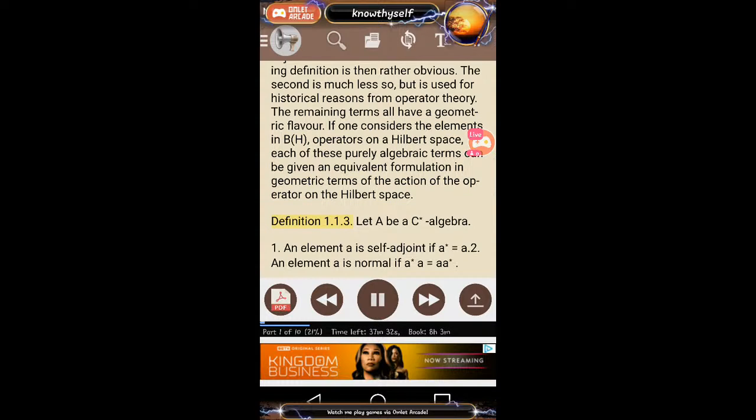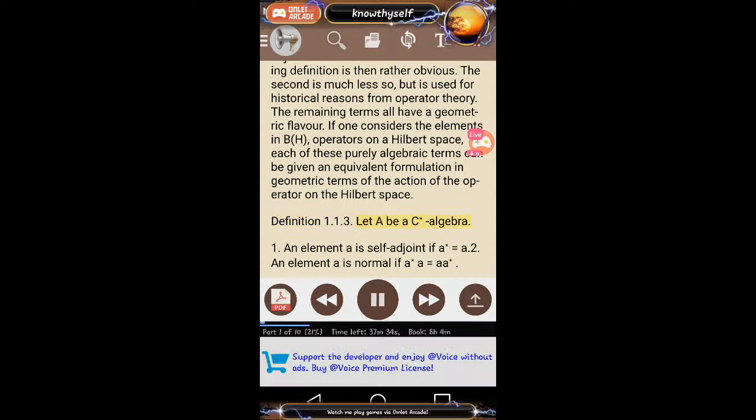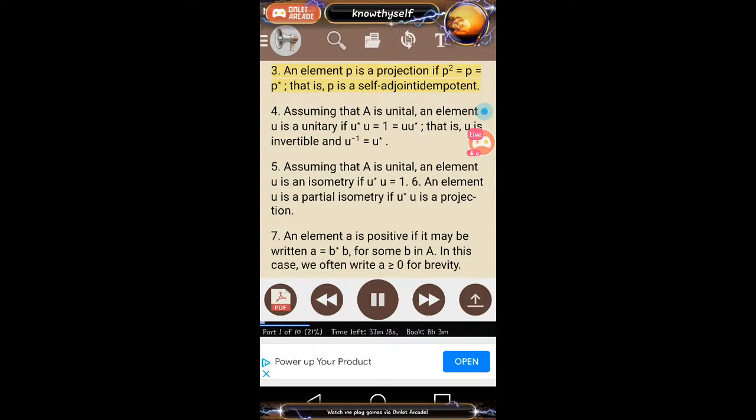Definition 1.1.3. Let A be a C* algebra. 1. An element A is self-adjoint if A equals A*. 2. An element A is normal if A*A equals AA*. 3. An element P is a projection if P equals P* equals P², that is, P is a self-adjoint idempotent. 4. Assuming that A is unital, an element U is a unitary if U*U equals 1 equals UU*, that is, U is invertible and U minus 1 equals U*.